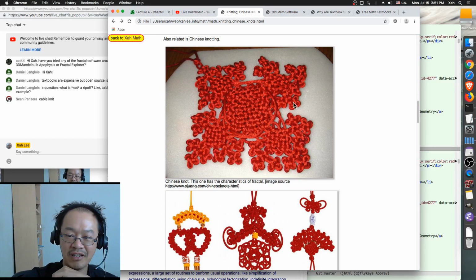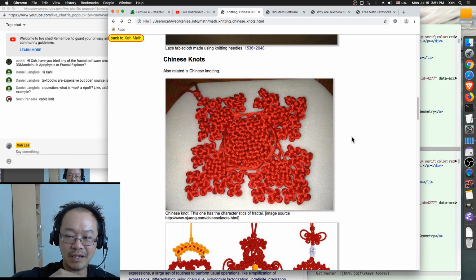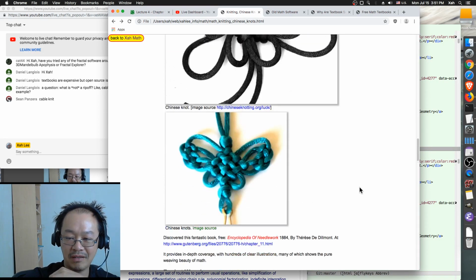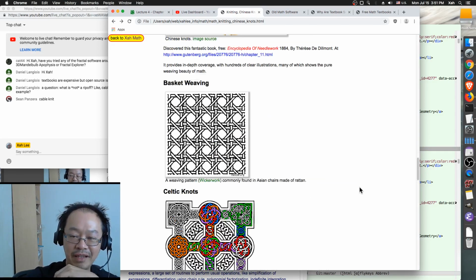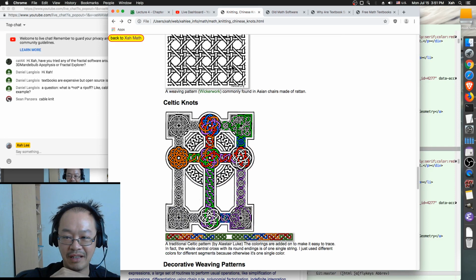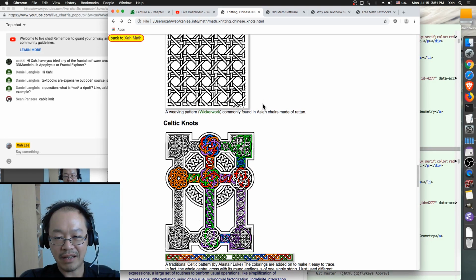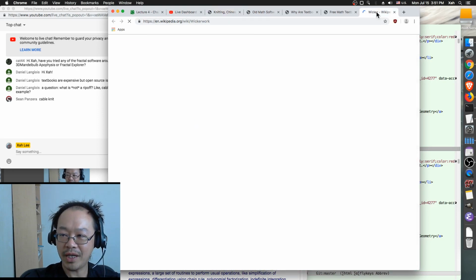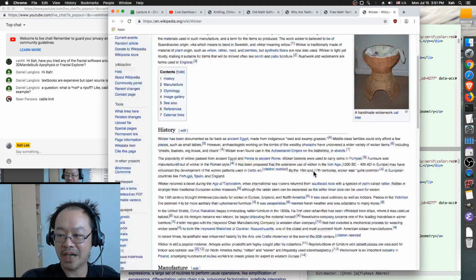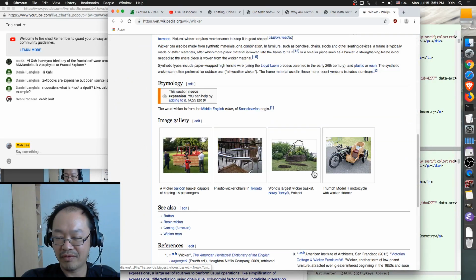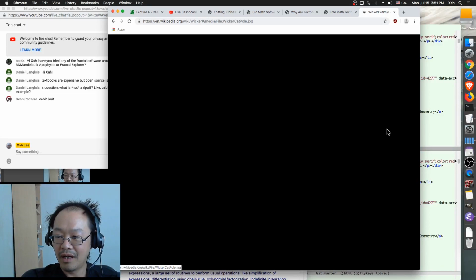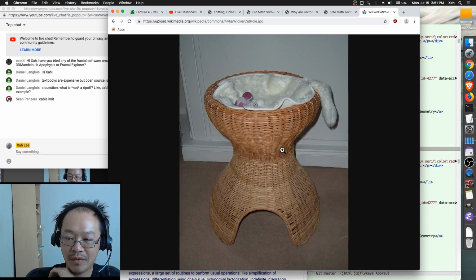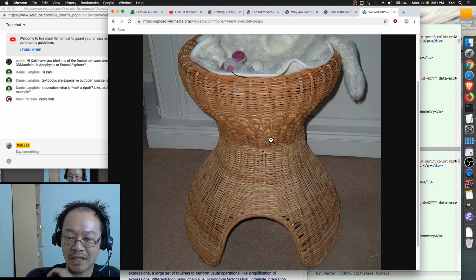in China, Chinese has this traditional decorative thing called Chinese knots. That's interesting. Oh, and then you have this basket weaving. Yeah, the proper word is wicker work. They are made of rattan. Like, you see them in chairs. These things are very cool. In summer, it's very cool to sit down.